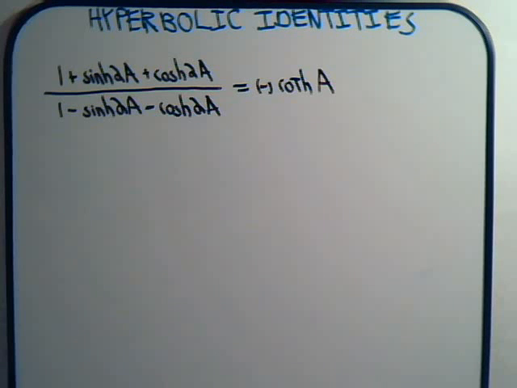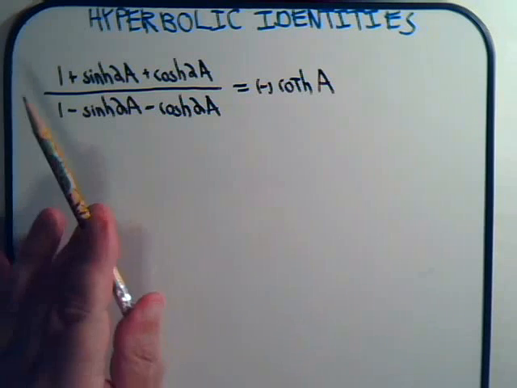Okay, here is a hyperbolic identity that we're supposed to prove, which is a little bit more complicated than the other ones that we've encountered. And it turns out there's two ways to go about this, a long way and definitely a shorter way. Let's take the longer way first.